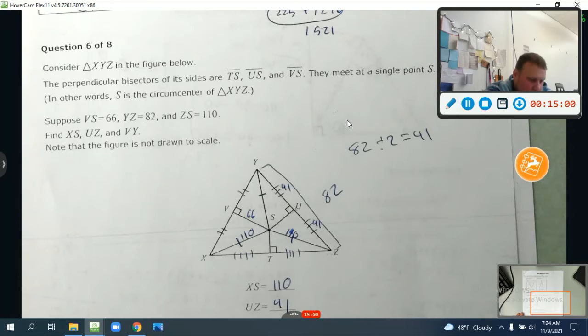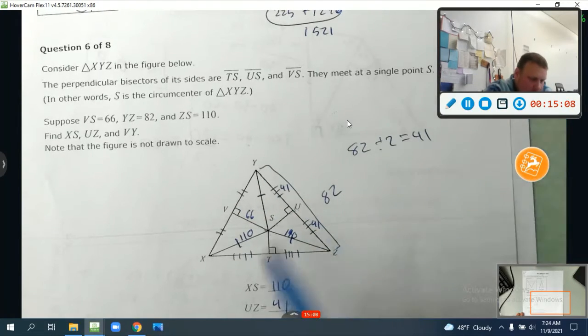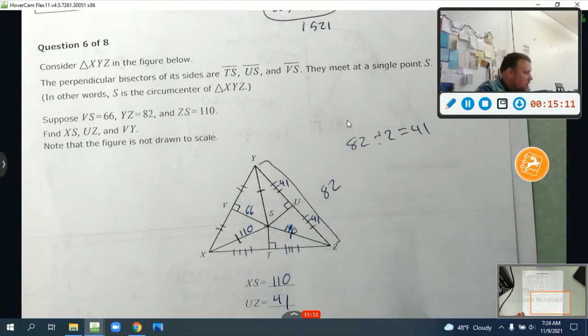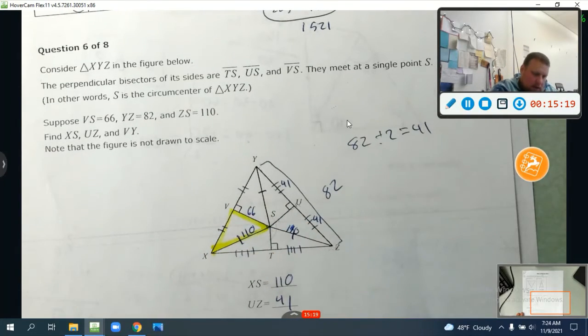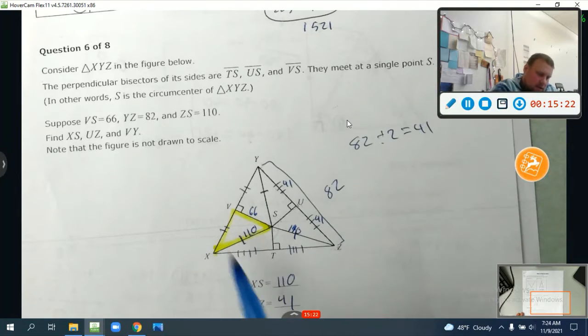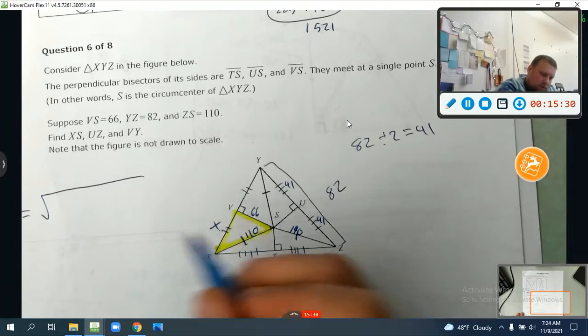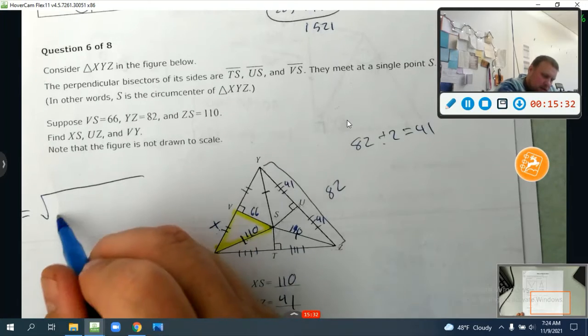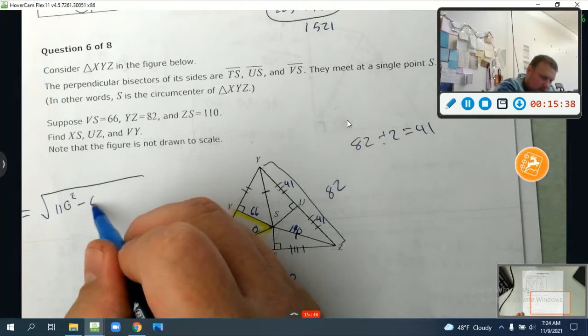Okay. Now we want to find VY. Well, to do that, I'm going to use this right triangle right here. Maybe I should highlight it to help us out as we're looking at it. Again, I'm missing one of the legs, and let's call that x. And here's what I do know, though. That leg is going to be equal to the square root of the hypotenuse, which is 110, squared minus 66 squared.